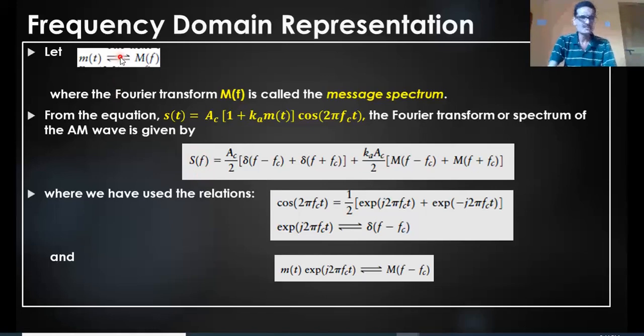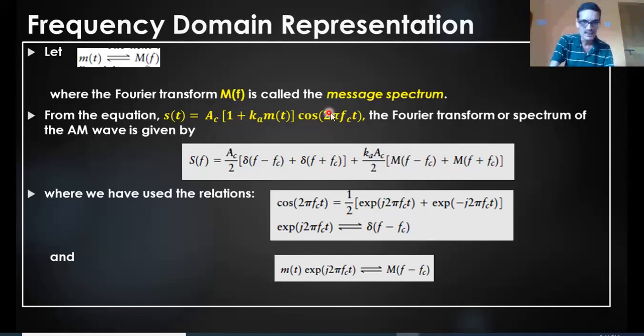Okay, so let us start with my message signal again, m of t. If I take a Fourier transform of m of t, that will be represented simply as M of f. That is the notation, that's it. This M of f is the message spectrum, the original message spectrum. Now again I will take the standard equation for AM, that is S of t, also called the conventional AM equation or standard equation. S of t is equal to Ac into 1 plus Ka m of t, cos 2 pi fc t.